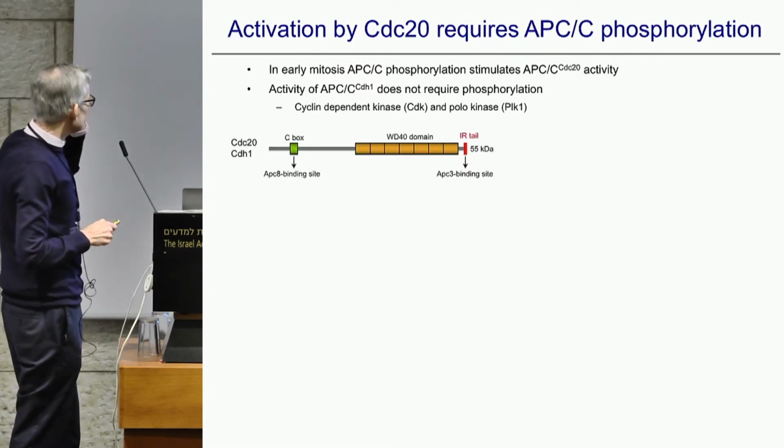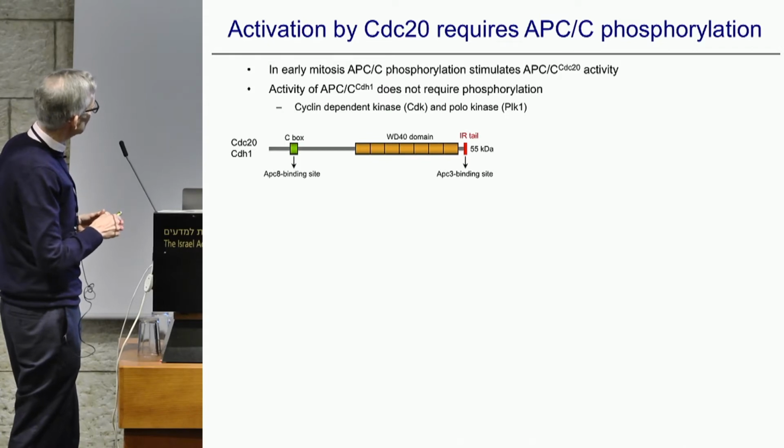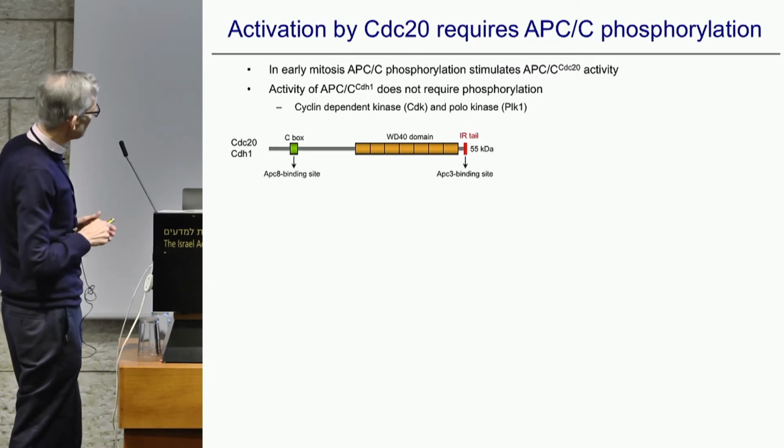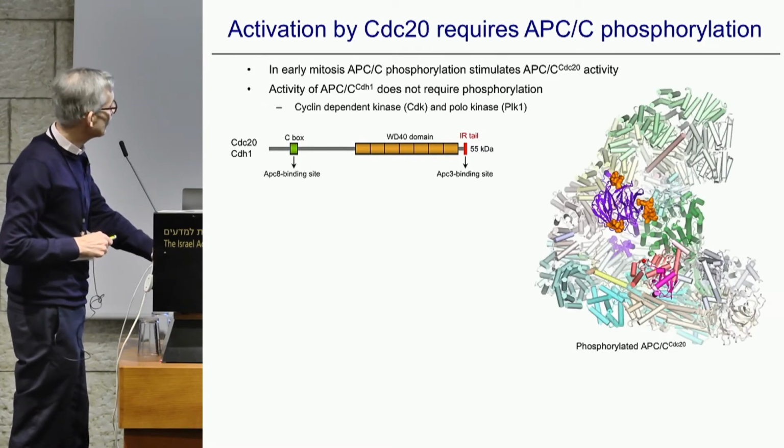So the coactivators have this structure here with a C-terminal WD40 domain which binds to the degrons, and then they have the sequence at the N-terminus called the C-box, which mediates binding to the APC8 subunit, and a sequence at the C terminus called the IR tail, which mediates binding to the APC3 subunit. And APC8 and APC3 are both TPR subunits and both paralogs.